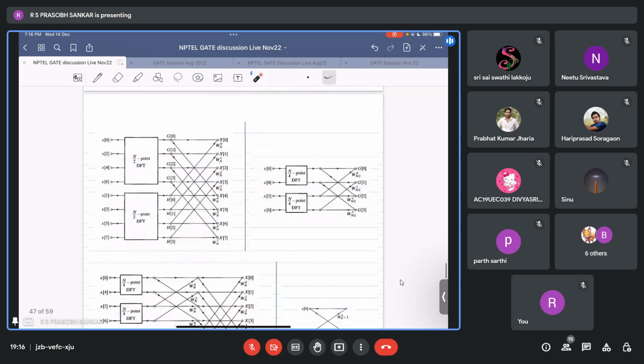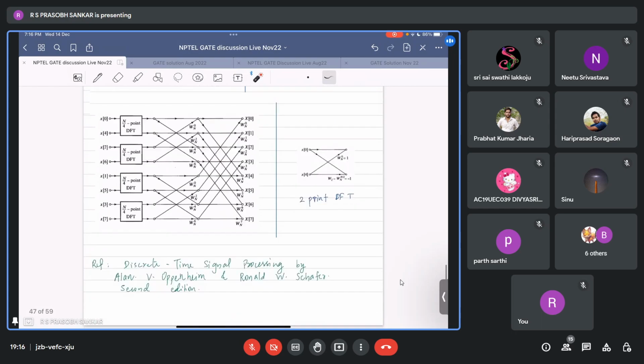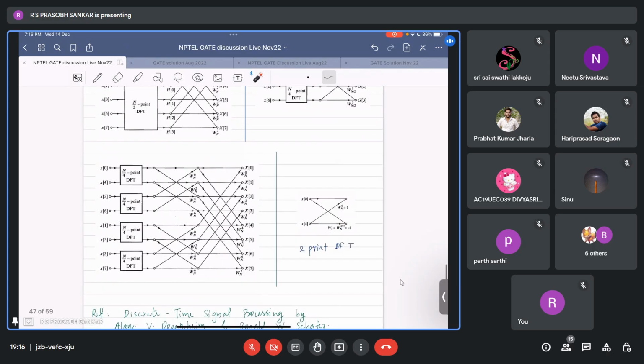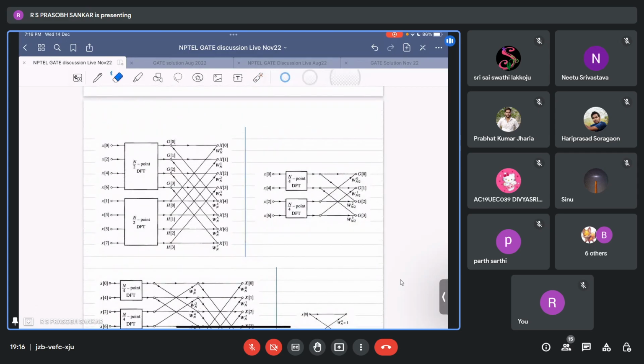I think it's okay. So let us see what exactly is happening here. These diagrams, which we often see, are known as butterfly diagrams. These are also known as signal flow graphs. By the way, these pictures are taken from the textbook Discrete Time Signal Processing by Oppenheim and Schafer. For more theory, you can refer to this book or the NPTEL video on FFT. So what do we have? We have this input signal x of n.